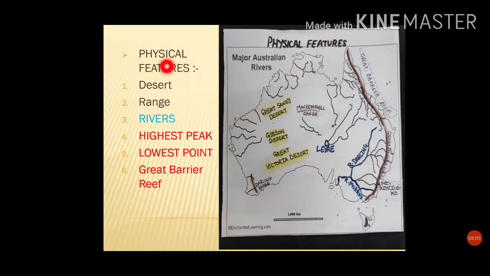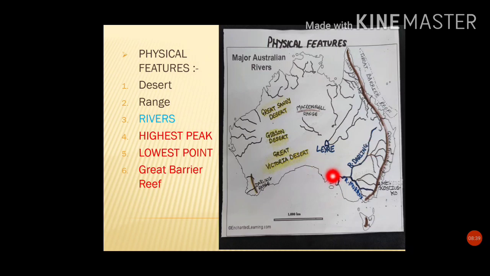Some important physical features of Australia are the deserts, which are in the Western Plateau: Great Sandy Desert, Gibson Desert, Great Victoria Desert. Ranges: Darling Range lies in the west of the Western Plateau. McDonnell Range, Great Dividing Range.